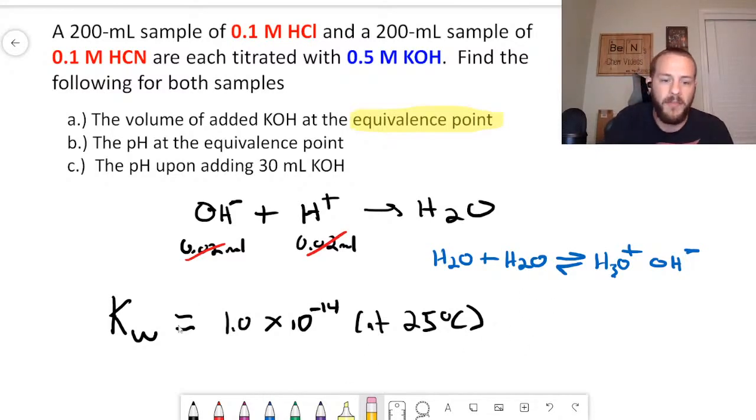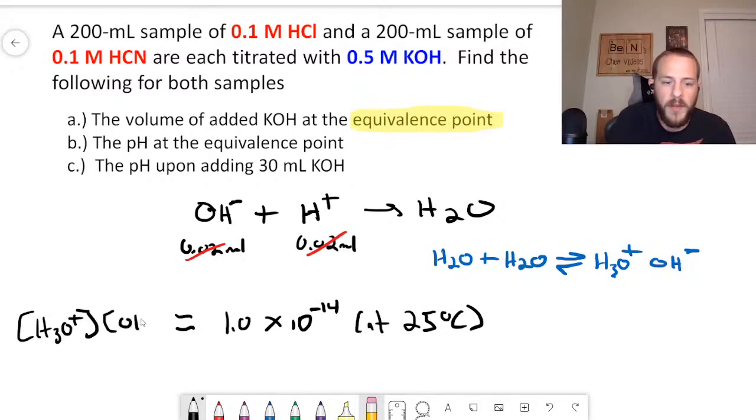And so what we really have here, I'll just write it over here. We have the concentration of H3O plus times the concentration of OH minus is equal to 1.0 times 10 to the minus 14. Now, if the solution is neutral, then the amount in moles of H3O plus must be the same as the amount in moles of OH minus, right? And so each one of these is simply the square root of this number right here, 1.0 times 10 to the minus 14, right?